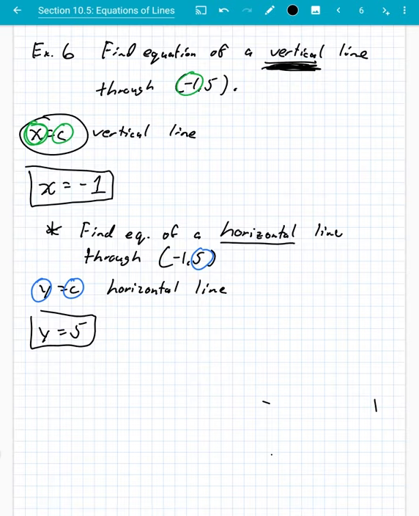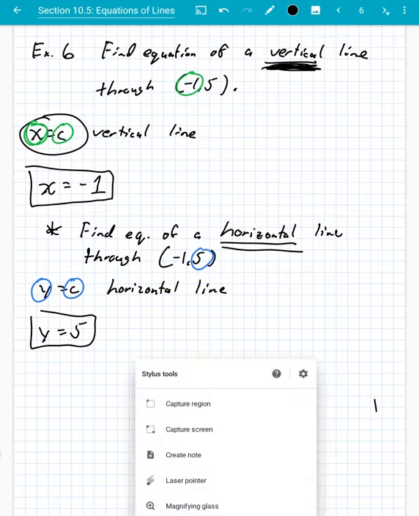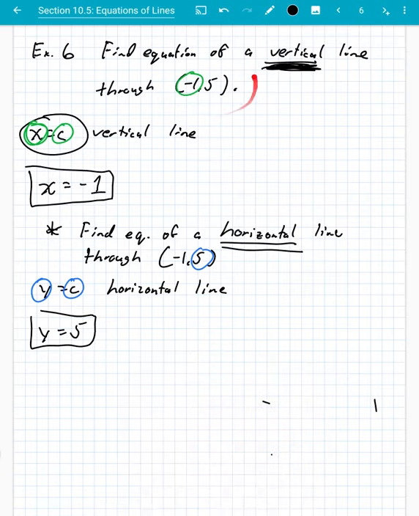So if you're looking for horizontal lines, you want to have y equals. If you're looking for a vertical line, you want x equals. So notice the difference in what the instructions are doing. Notice it's the same point, negative 1, 5. Same point, different types of lines I want you to find. Vertical lines, you look for the x-coordinate. Horizontal lines, you look for the y-coordinate.